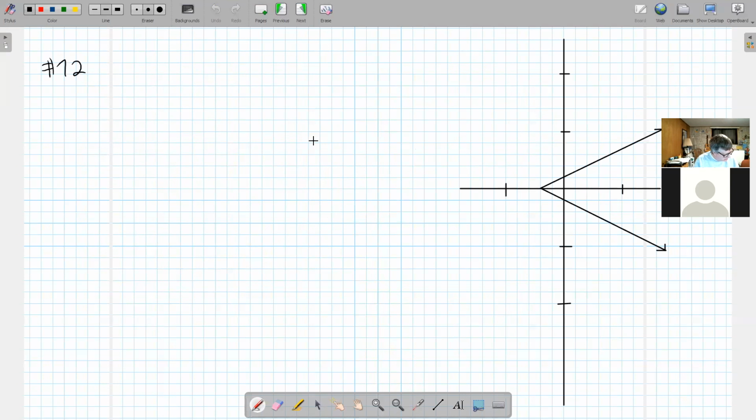All right, let's take a look at problem number 72. The directions here say, determine whether each graph is the graph of a function. If it is not, find two ordered pairs where more than one value of y corresponds to a single value of x. So in other words, one person has two different birthdays. Okay, we're going to use something that's called the vertical line test.